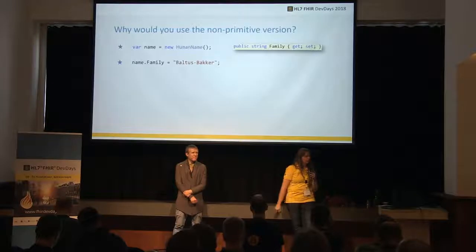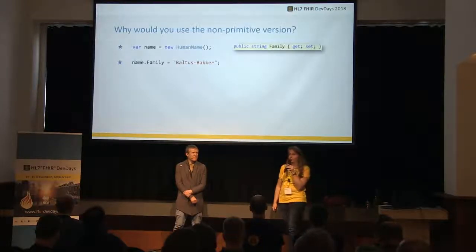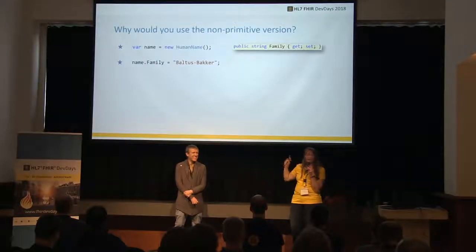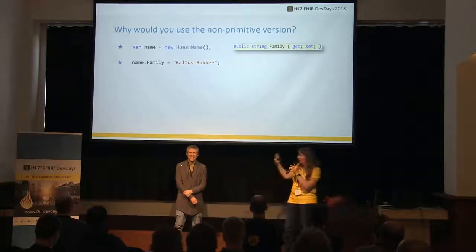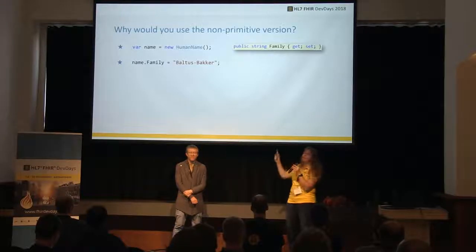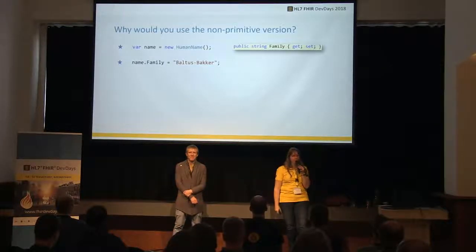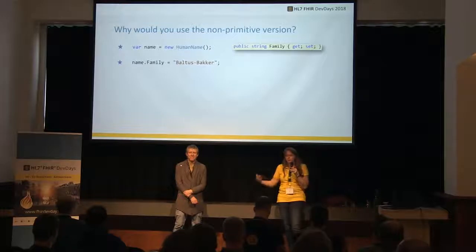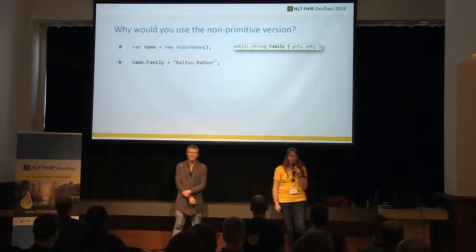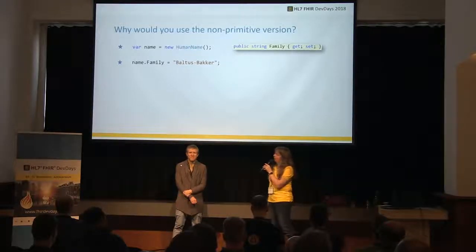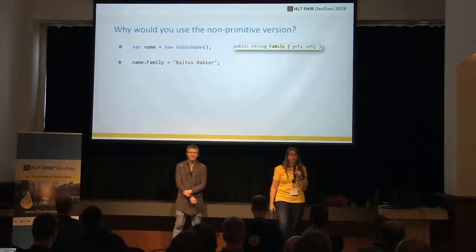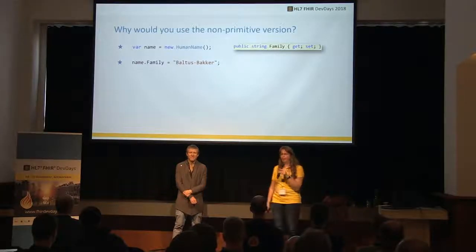So why would you use the non-primitive version? I have an example here where I have created a new human name. This is a C# example again. I've created a new human name object, and within the human name you have the family field. This family field is primitive of type string. So this is my last name. It consists of two names actually. One is my partner's name and the other is my own name, my maiden name.